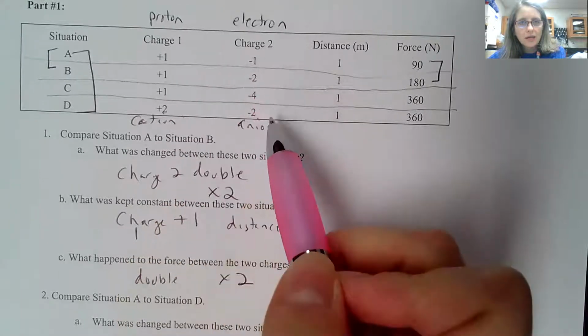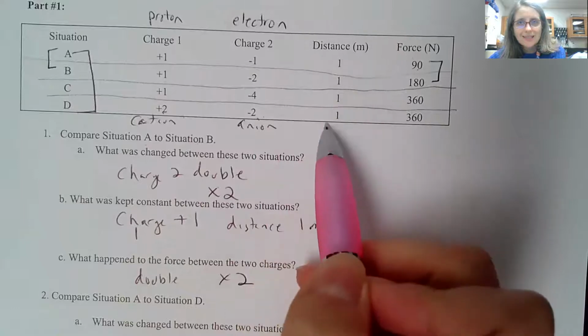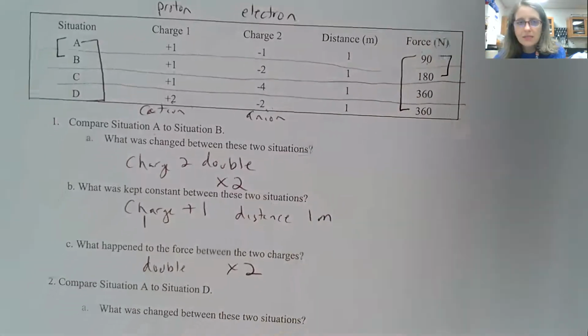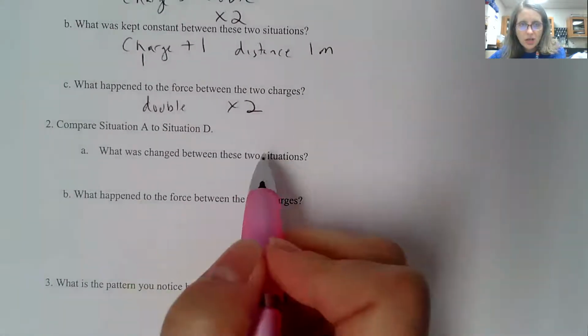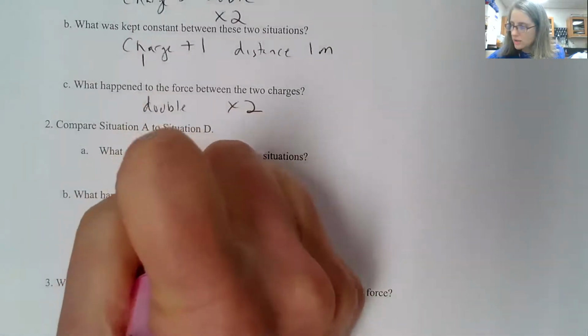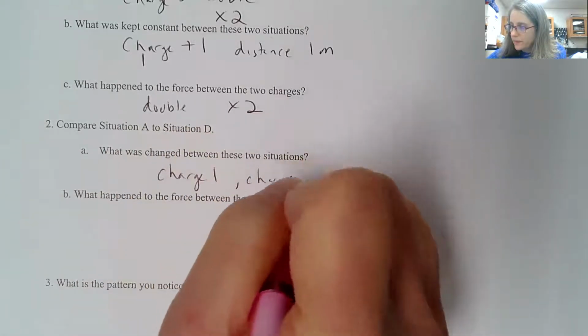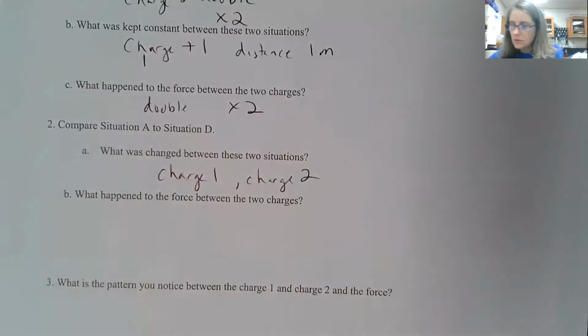Charge 2 is going from -1 to -2. My distance is staying the same. And then I'm looking at my force. I'm going from 90 to 360 here. So what has changed between the two situations? Well, charge 1 and charge 2 are both doubling.